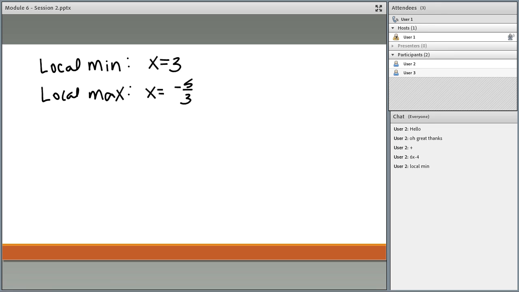So remember, the critical value tells us the x value, so where the local max and the local mins are happening. And one thing that'll be useful when we're going to sketch them is finding their corresponding y values. It'll just help us to calculate or to graph the function. So how can we find the corresponding y values?